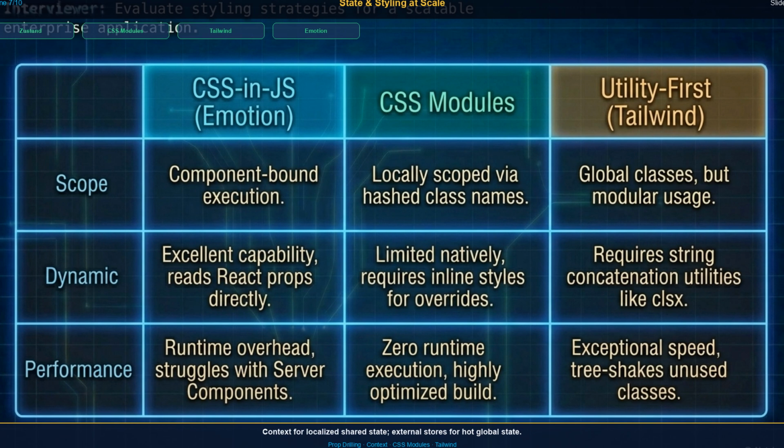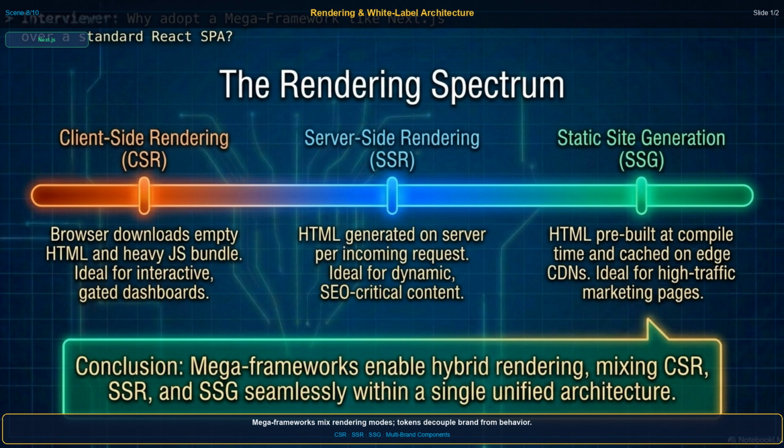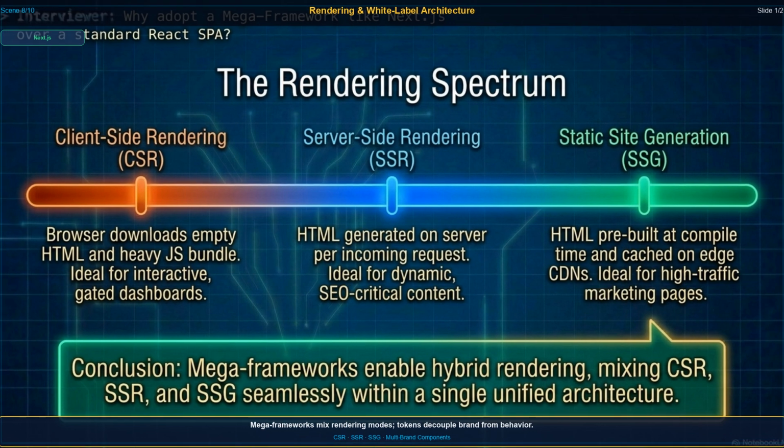CSS modules, locally scoped via hashed class names, zero runtime execution, highly optimized builds, but limited native dynamism without inline style overrides. Utility-first Tailwind, exceptional build speed, tree shakes unused classes, but dynamic variants need clsx or cn concatenation utilities. There's no universal winner. Match the strategy to your rendering model, your team's CSS comfort level, and whether you're shipping server components.